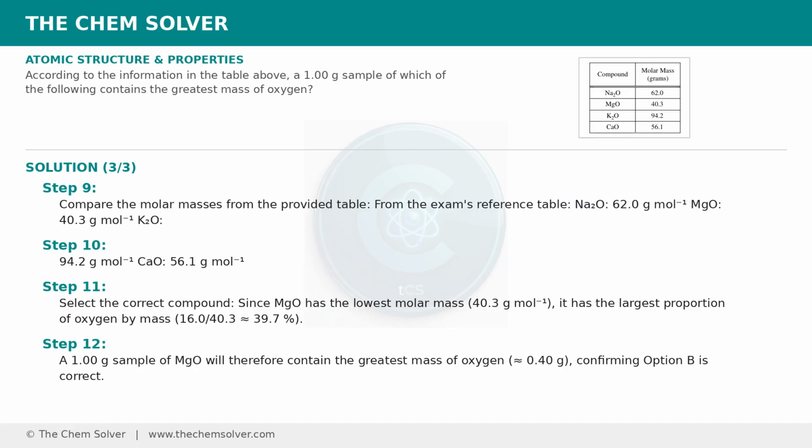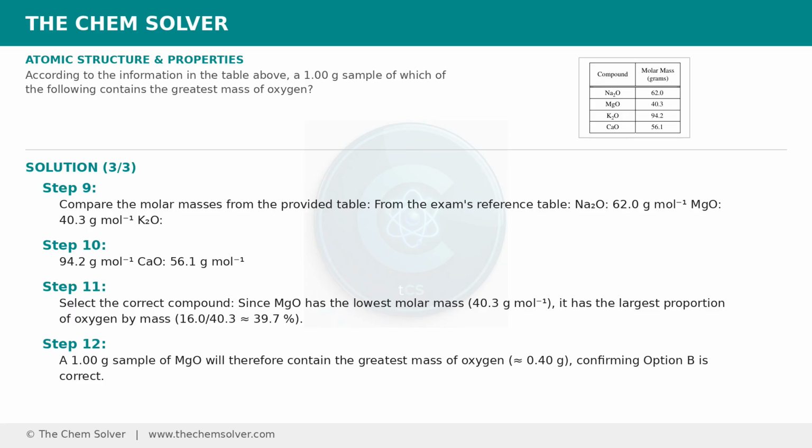Compare the molar masses from the provided table. From the exam's reference table, Na2O, 62.0 grams mole to the power minus 1; MgO, 40.3 grams mole to the power minus 1; K2O, 94.2 grams mole to the power minus 1; CaO, 56.1 grams mole to the power minus 1. Select the correct compound.